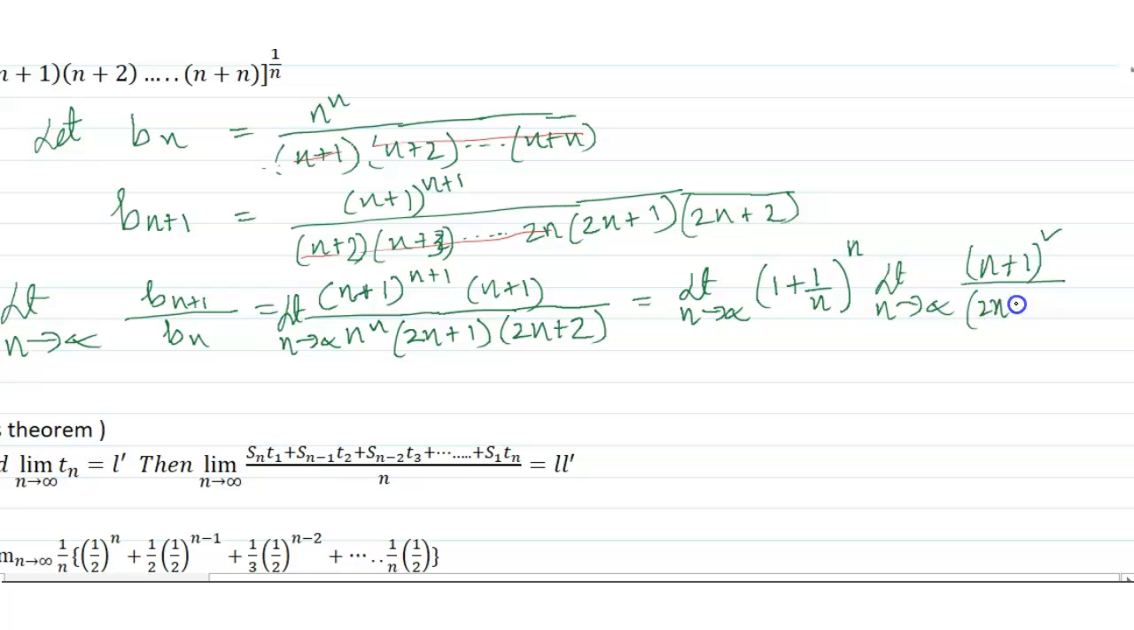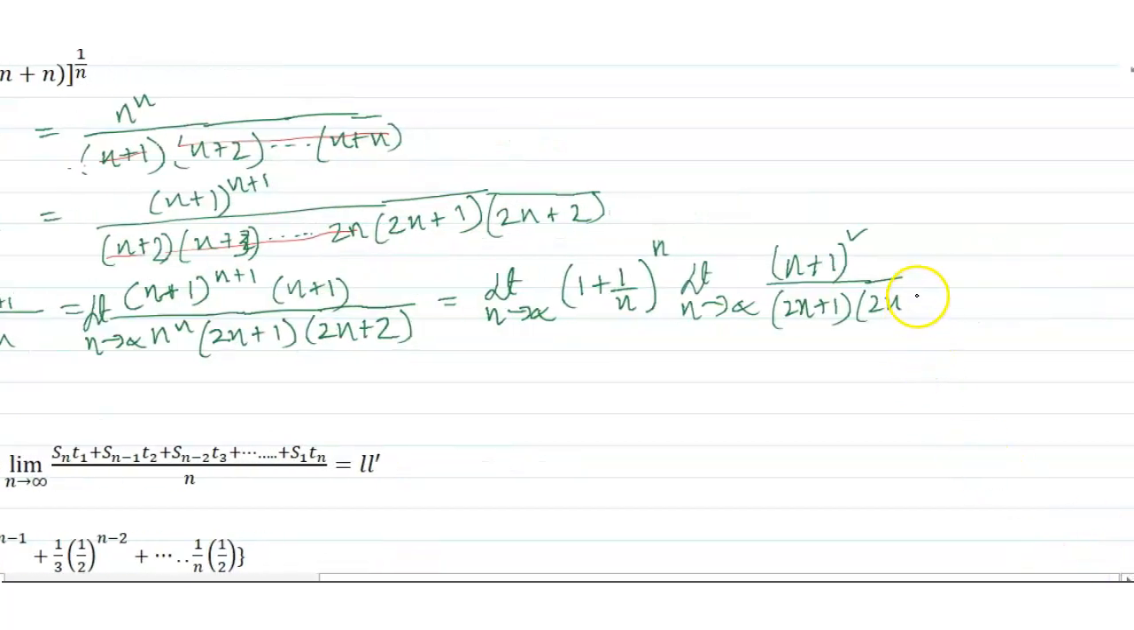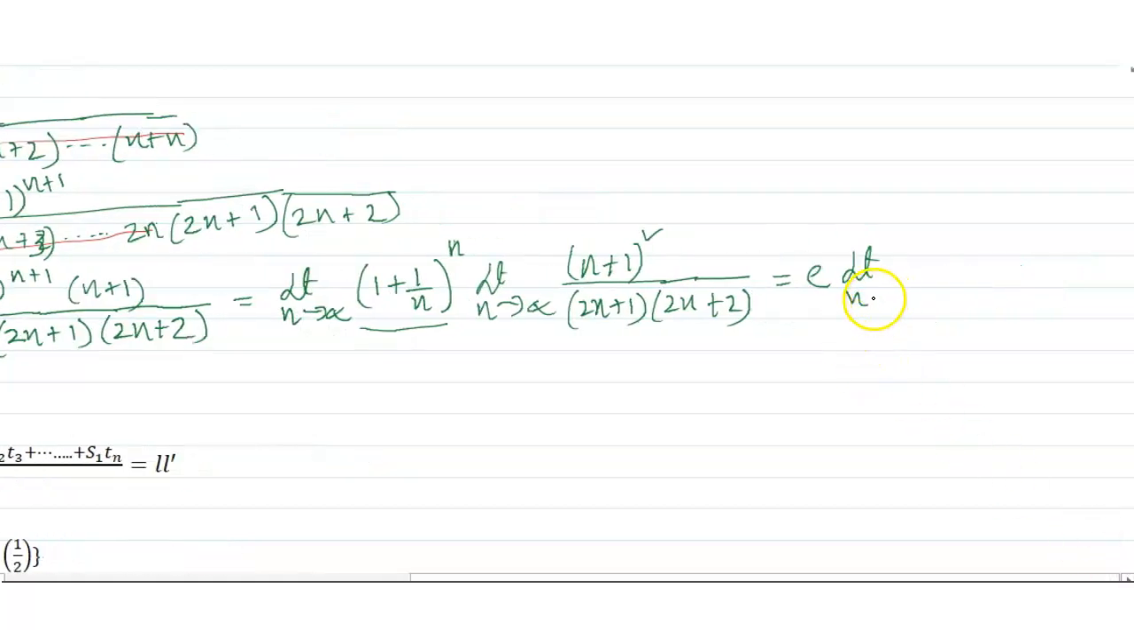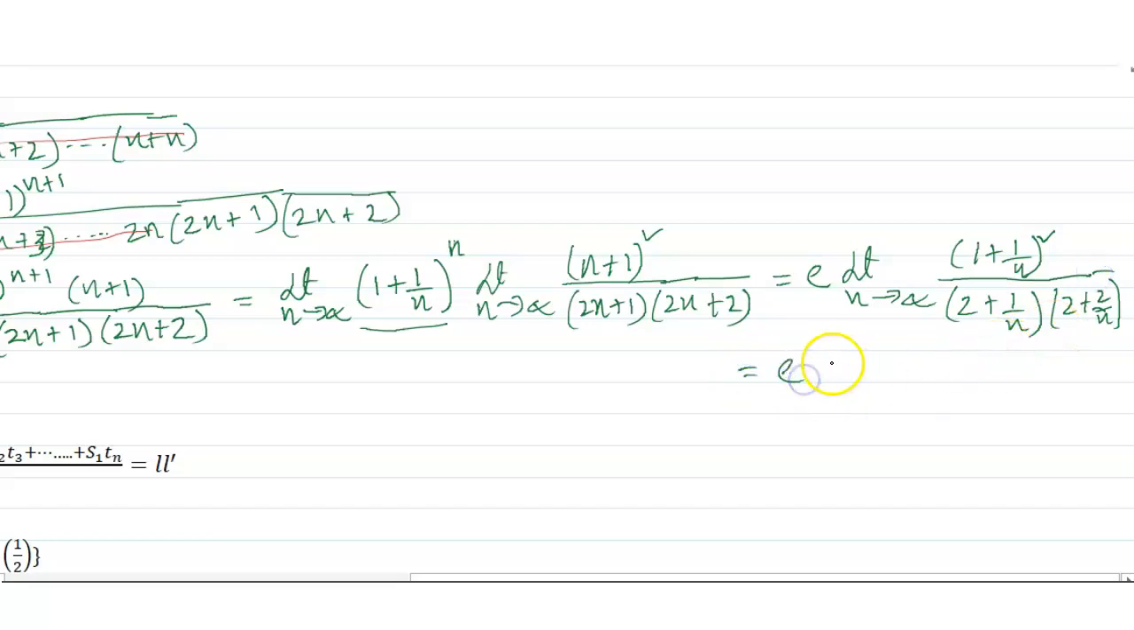It is n plus 1 whole square, 2n plus 1 into 2n plus 2 whole square equals, this portion the value is e, and this portion I can write limit n tends to infinity, 1 plus 1 by n whole square divided by 2 plus 1 by n into 2 plus 2 by n, and all the portion is 0, so whatever I get, 1 divided by 4, so the value is e by 4.